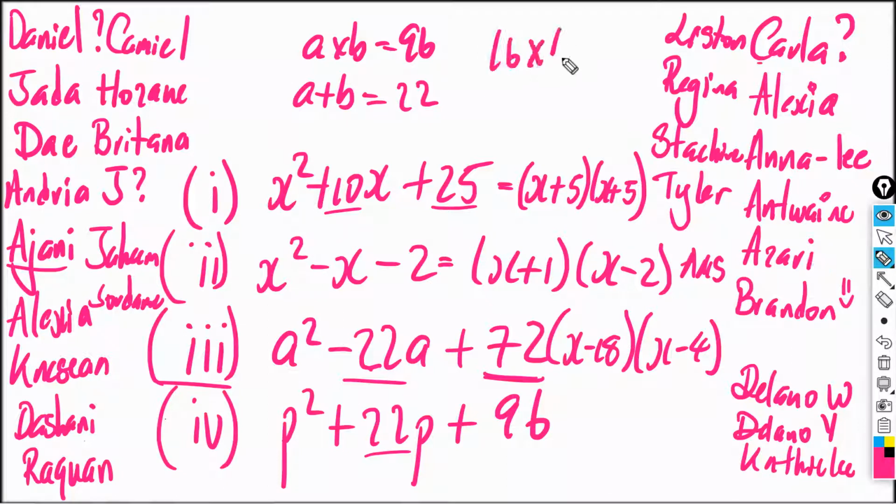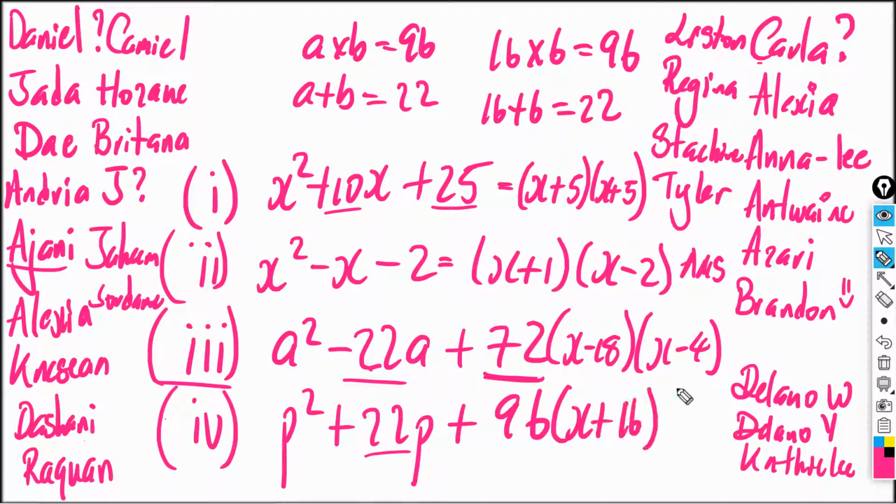16 times 6 gives you 96. And 16 plus 6 will give you 22. So that's the right answer, guys. The answer is x plus 16 times x plus 6.